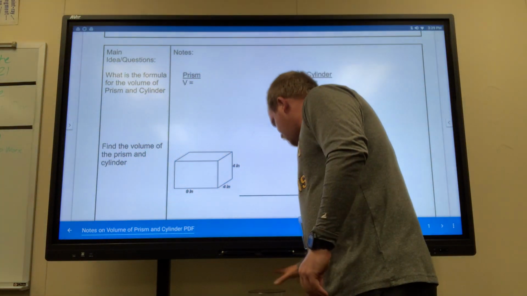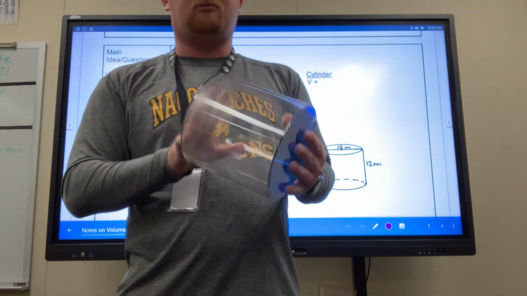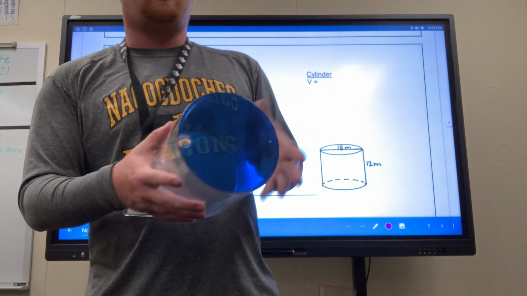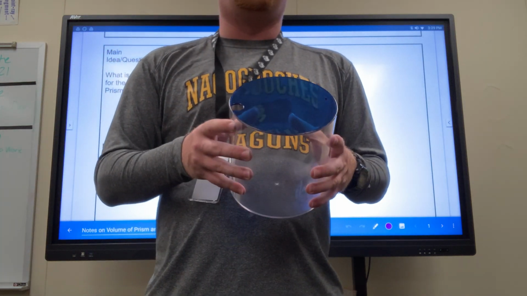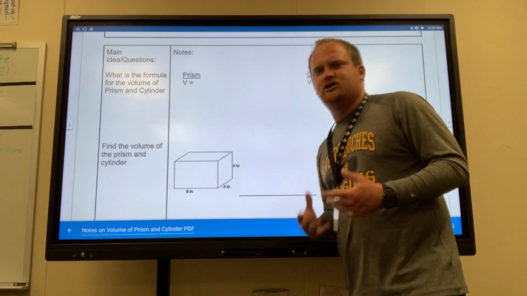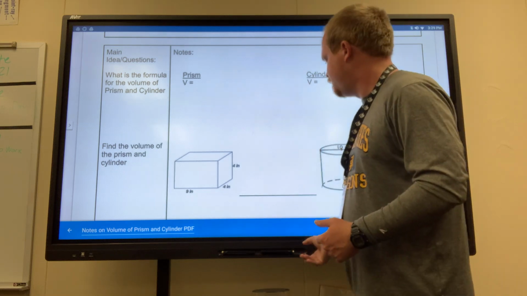And I can do the same thing for this cylinder. If I just fill it up with water right here, how much space will it contain? How much will it hold? That's what I'm looking for. I'm looking for how much space is in these three-dimensional figures.